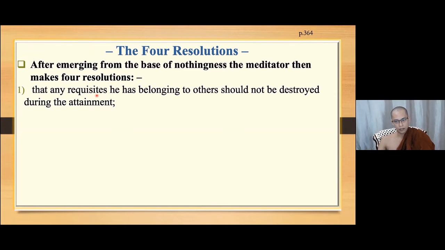The requisites belonging to him cannot be destroyed during the attainment. So when the non-returner or arahat is in Nirodha Samapatti, nobody can destroy his requisites, the bowl, robe, etc., and also including the monastery or the tree where he lived. Every requisite cannot be destroyed by others during the attainment. This is one of the resolutions. They are automatically protected by the power of the attainment. It is a nature, not the work of a Deva or Brahma or someone else.